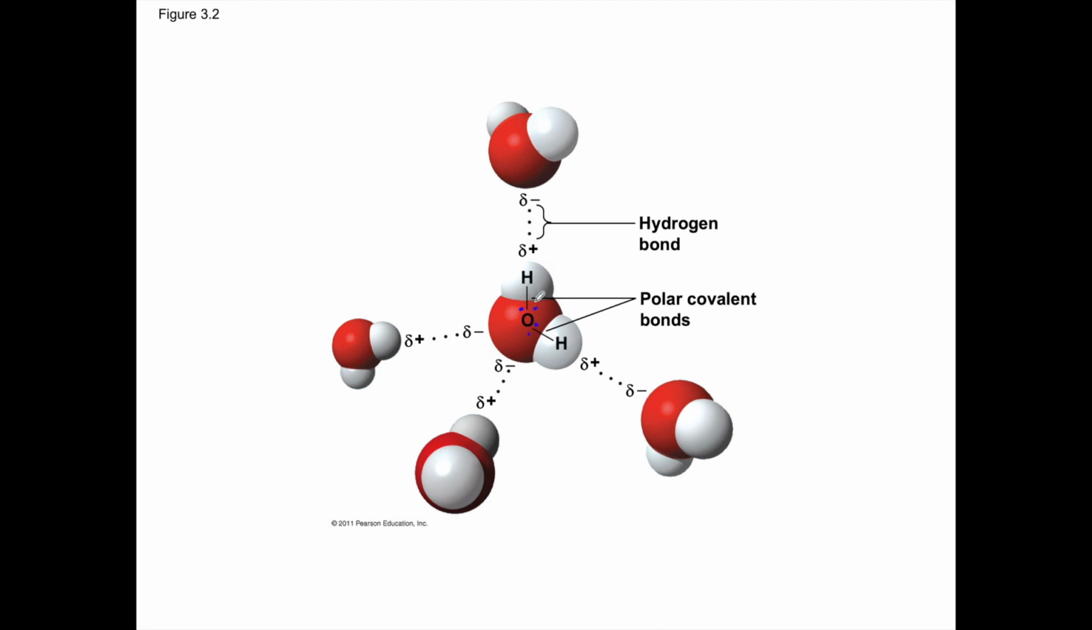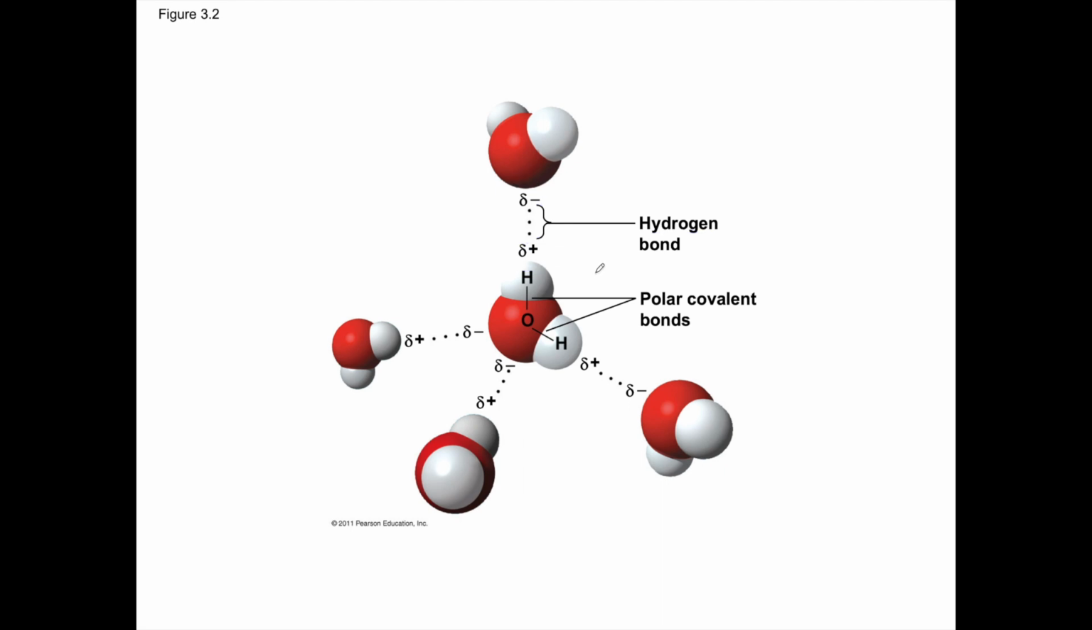Because of that, the oxygen ends up building up a partial negative electrical charge, and the hydrogens end up building up a partial positive electrical charge. So that water molecule is a polar water molecule. Now we also discussed that the partial negative on one water molecule is attracted to the partial positive on another water molecule, and that creates a bond called a hydrogen bond. And because of that, water is attracted to other water molecules.